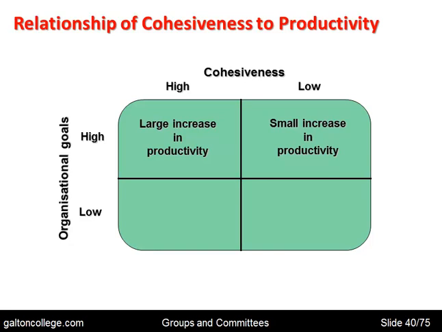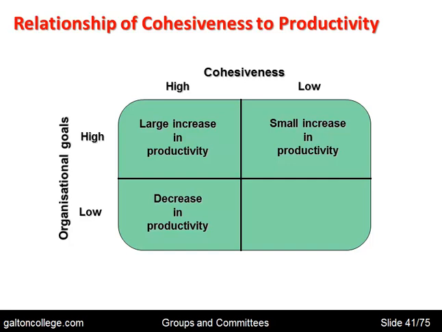If the cohesiveness is low, but there are still high organizational requirements on the group, there will be a small increase in productivity. They're not very cohesive. They're not working together very well. They're not linking together very well. So there will only be a small increase in productivity.